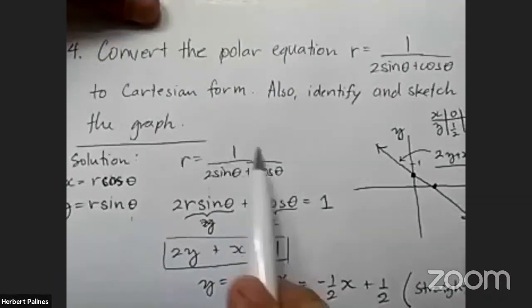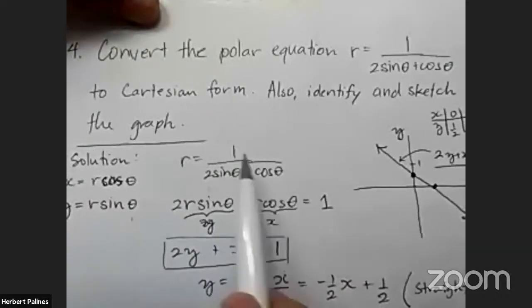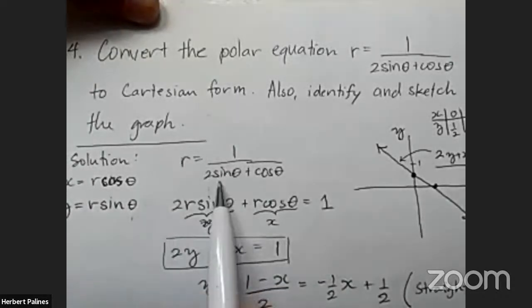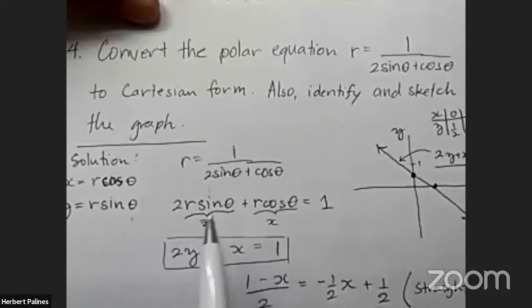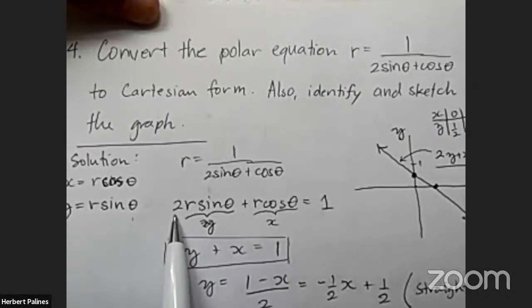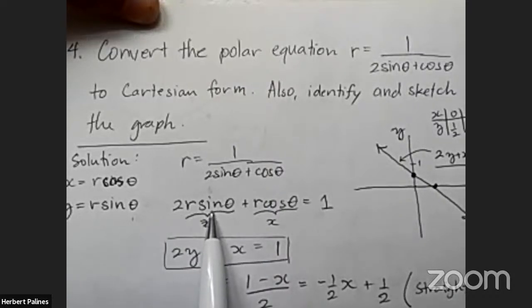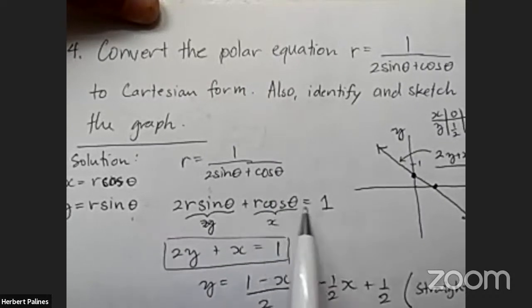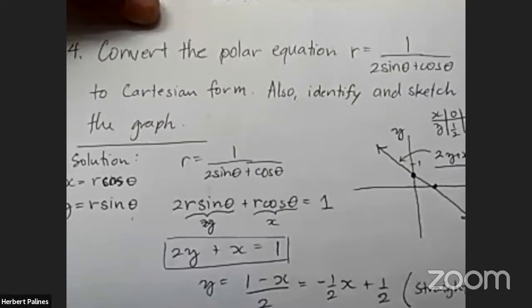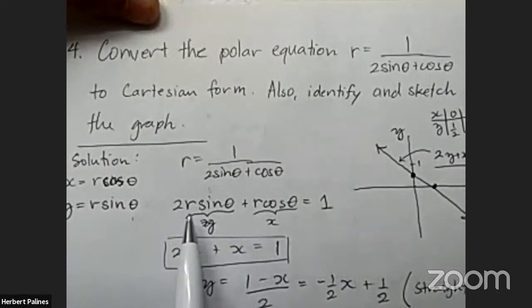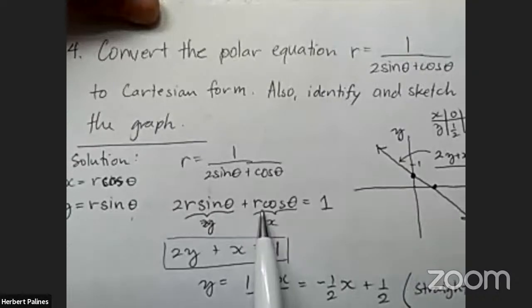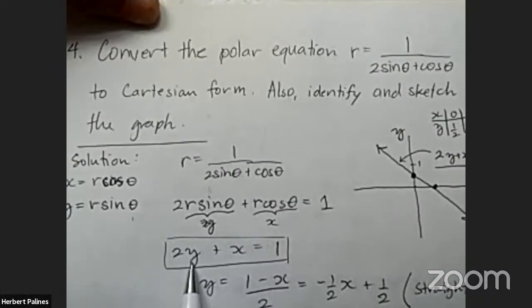So in other words, all we have to do is to rewrite this first, no? By multiplying both sides by 2 sine theta plus cosine theta, you will have on the left hand side 2 times r sine theta plus r cosine theta. On the right hand side, you will have 1. And as you see, based on our conversion formulas, this will be y, r sine theta, and this will be x, r cosine theta. So you will have 2 times y plus x equals 1. And clearly, in Cartesian form, this is a straight line, no? The equation of a straight line.